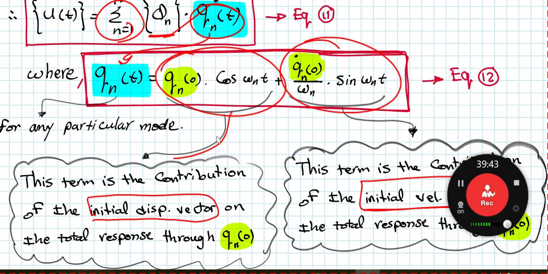I'm going to show you how to use the modal coordinate to solve your equations and how we are going to utilize what we have obtained in this lecture. So this is the end of our lecture, and I hope that you watch the next video, because it is going to be an example of what I have explained now.